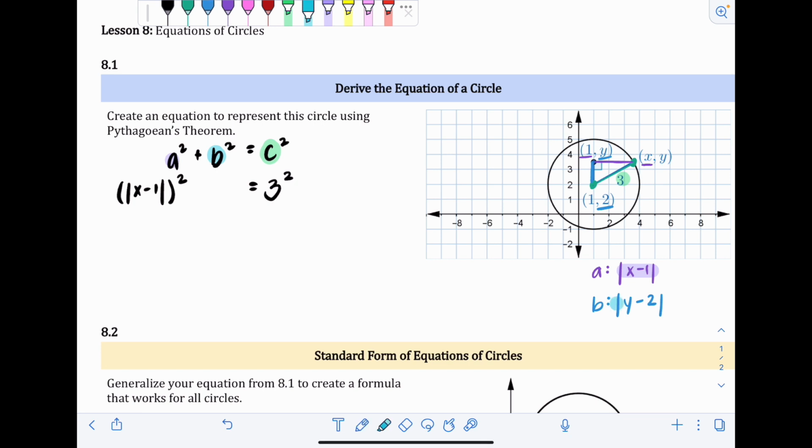We'll take that and put it in for b. So it'll be plus parentheses absolute value of y minus 2, and then let me move this over so I have a little bit more space. And then close the absolute value and close the parentheses, and don't forget the squared part. So we have the absolute value of x minus 1 squared plus the absolute value of y minus 2 squared, and then plus 3 squared.